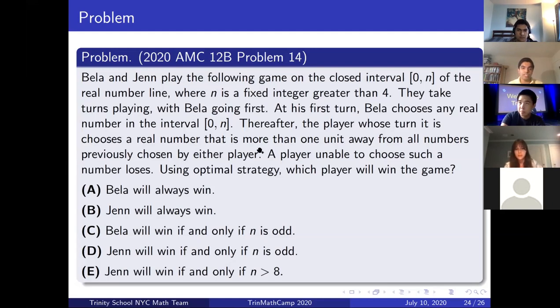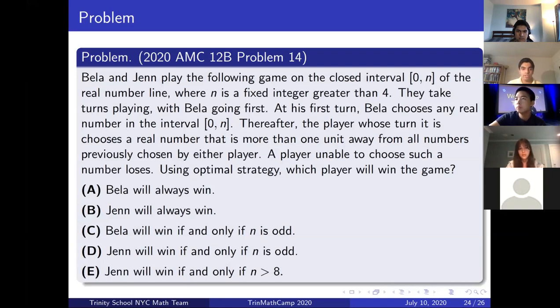So we say that Bella and Jen play the following game on the closed interval [0, n], meaning it includes 0 and n on the real number line, where n is a fixed integer greater than 4. They take turns playing, with Bella going first. As her first turn, Bella chooses any real number in this interval [0, n].